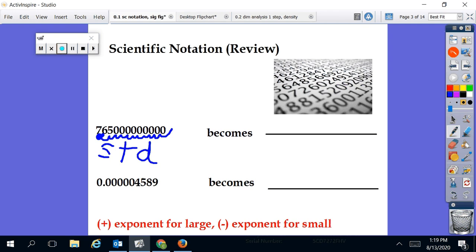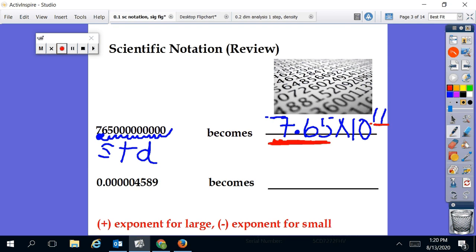So my new number is 7.65 times 10 to the 11th. And I'm sorry about my writing. I have a cast on my right arm. So that's the number in scientific notation. Note that the exponent is positive because your original number is greater than or equal to 1. And note that the number in the front is between 1 and 10.